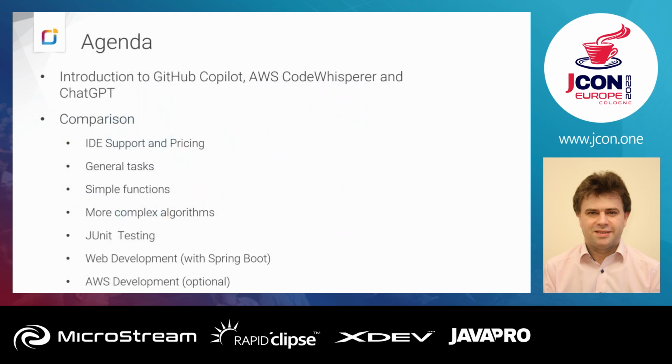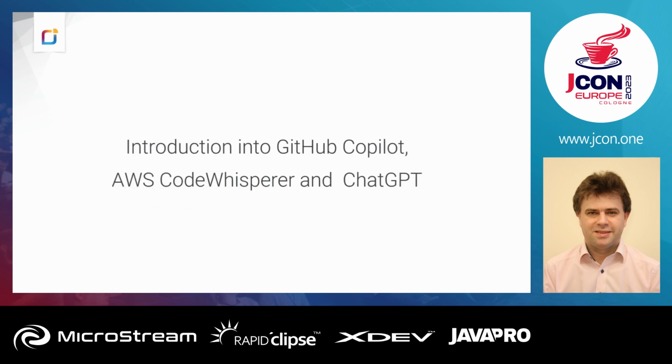So this will be the agenda. We will quickly go through the introduction of at least GitHub Copilot and AWS CodeWhisperer, and we will do some more or less basic comparison via different categories, and then conclusions and maybe predictions of where we can go with that in the future.